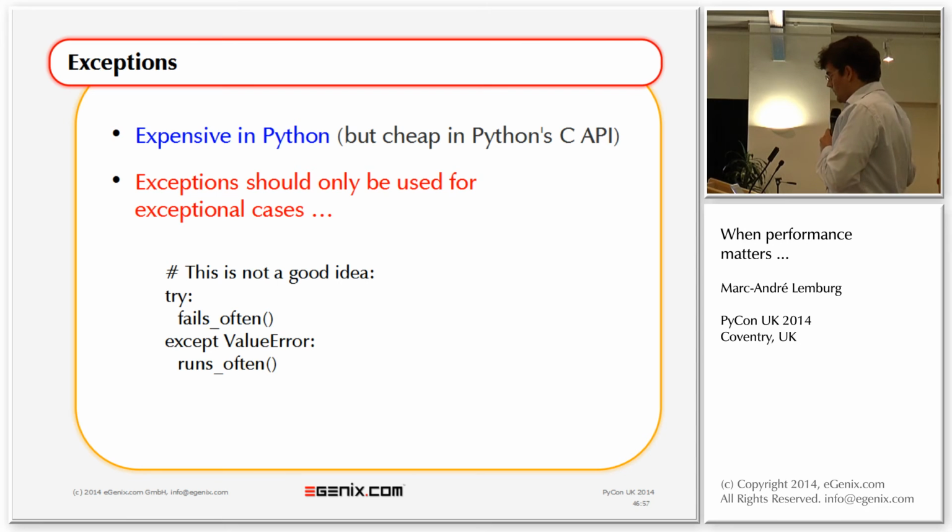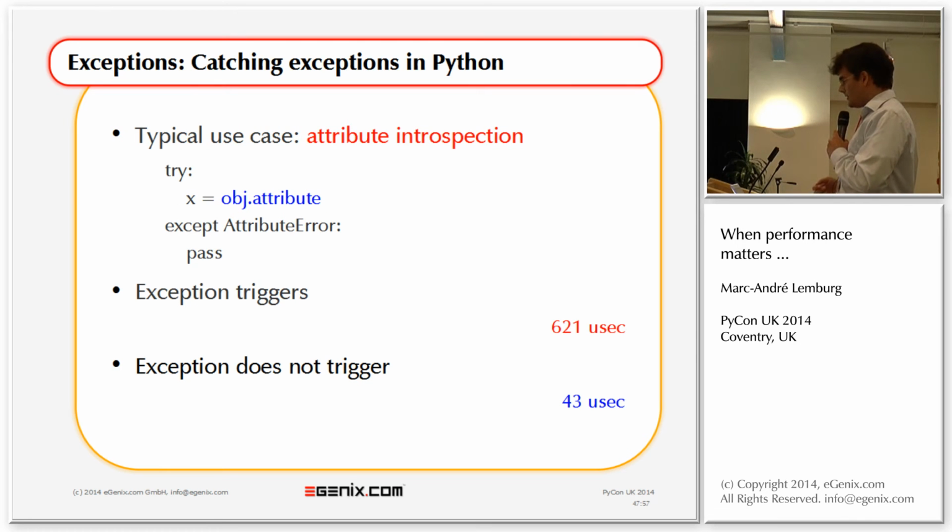This is just an example. You use attribute introspection, and you want to see whether a certain object has an attribute or not. And as you can see, if the exception triggers, and you actually have to go into the except part of the try/except, it takes very, very long to run. Whereas if the exception does not trigger, it doesn't take long to run.